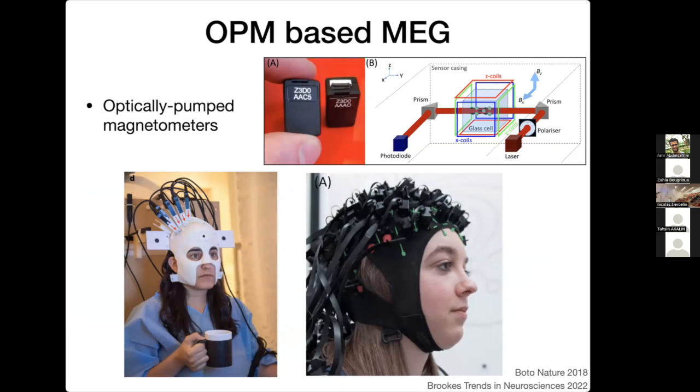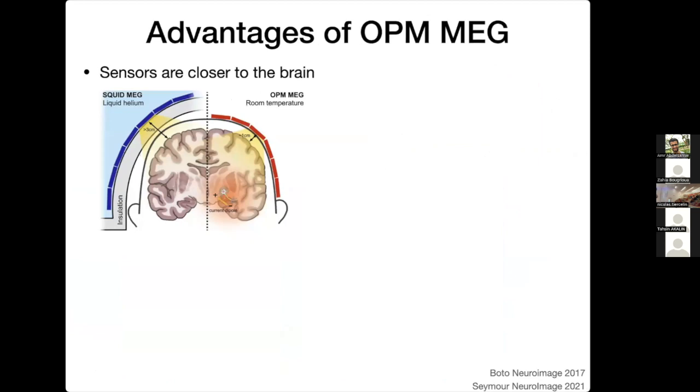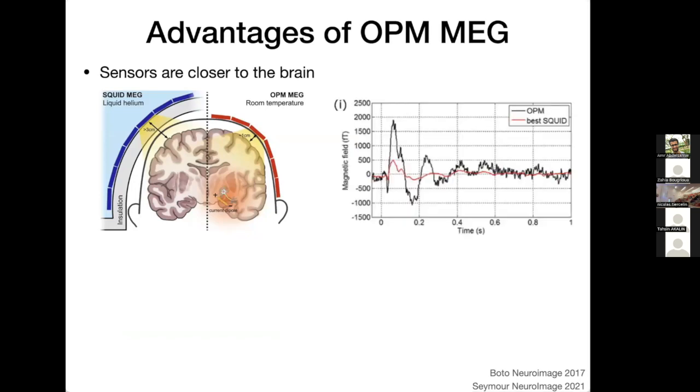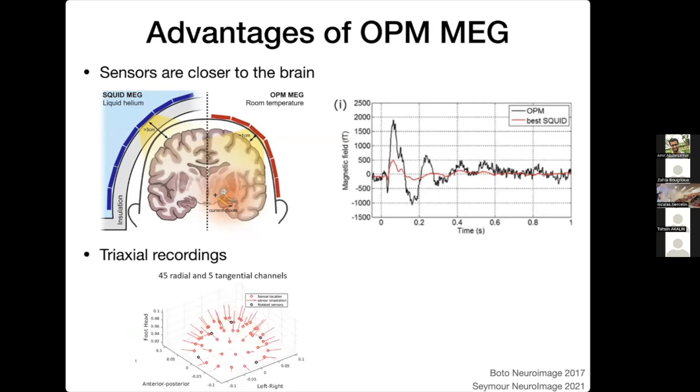And this has, of course, several advantages, right? The sensors are much closer to the brain. So even though currently the signal to noise ratio of the OPMs is not as good as SQUIDs, they still record a much larger magnetic field because they are closer. And one other advantage is that you can do a triaxial recording, so record the direction of the magnetic field, which will also help for source localization.